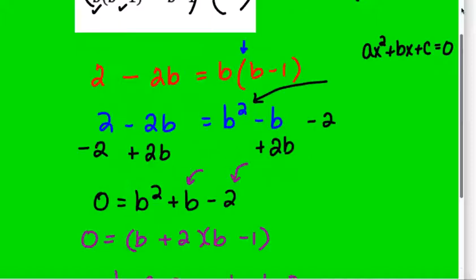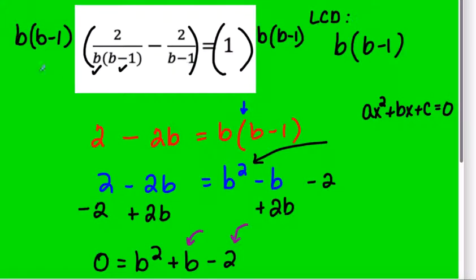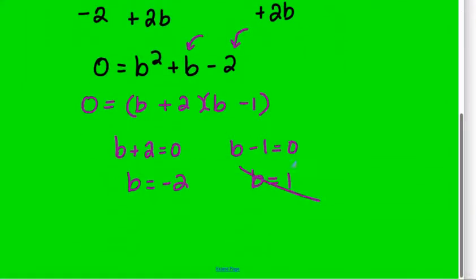All right, now we got to go back and think about our restricted value. Our restricted value, we said b could not be 1. So this answer actually has to get thrown out. So my answer would be b equals negative 2.